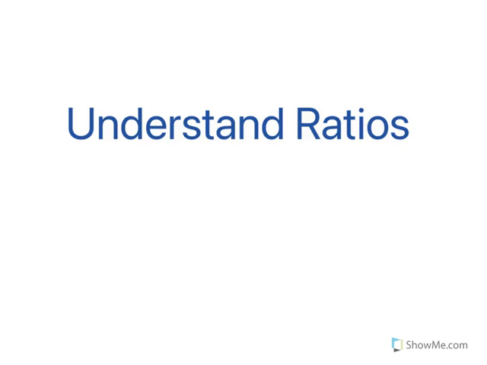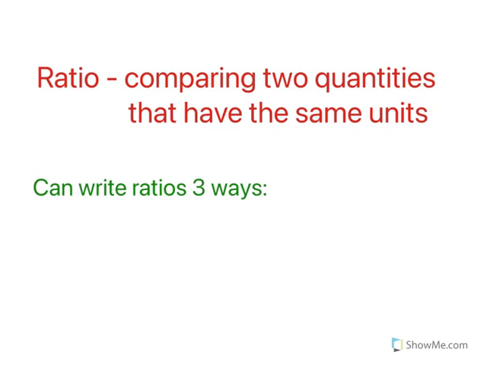Let's understand ratios. A ratio is comparing two quantities that have the same units. Now, the big thing there is the same units. So we could be doing cups to cups, miles to miles, hours to hours, but the same units. That makes it a ratio.